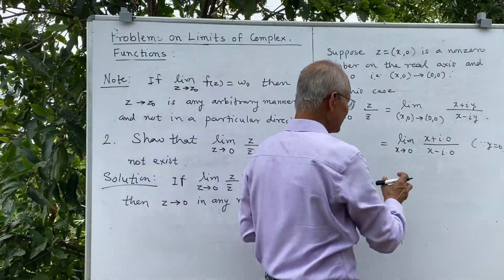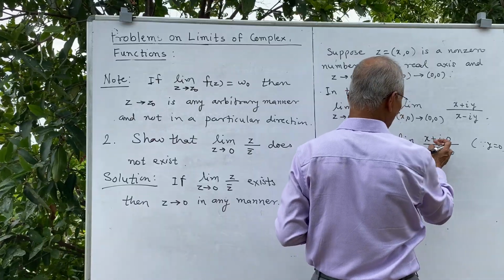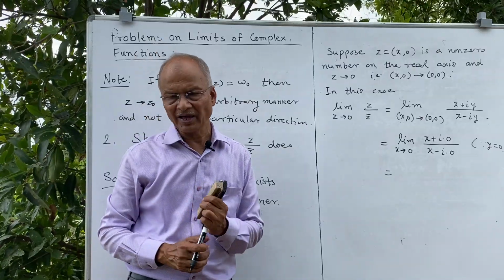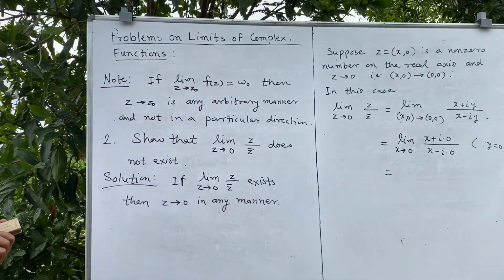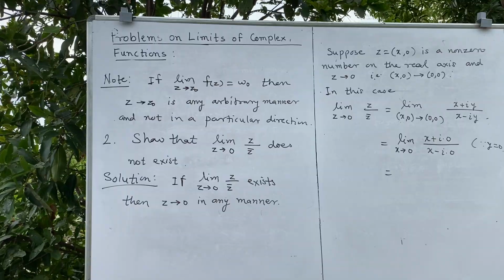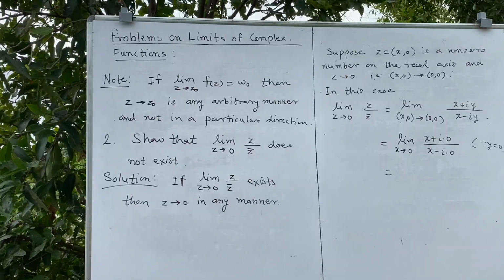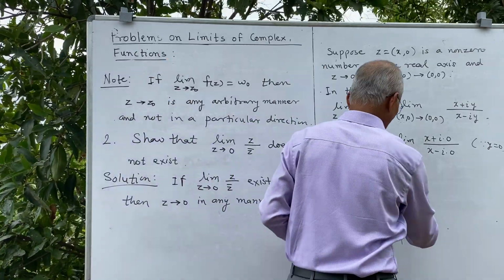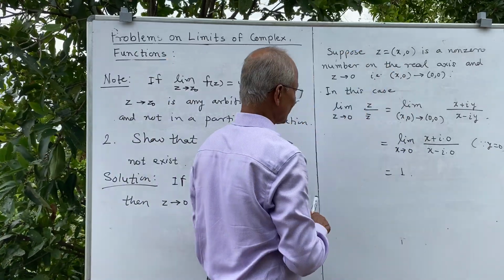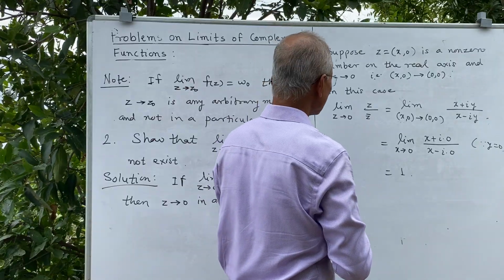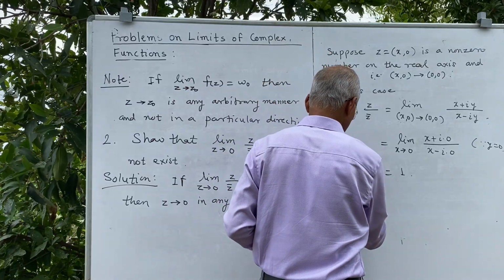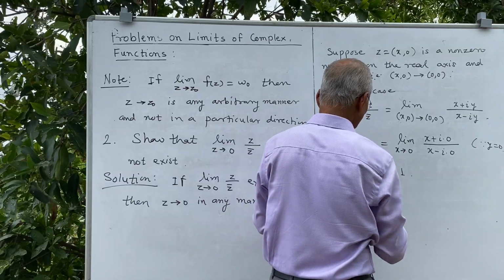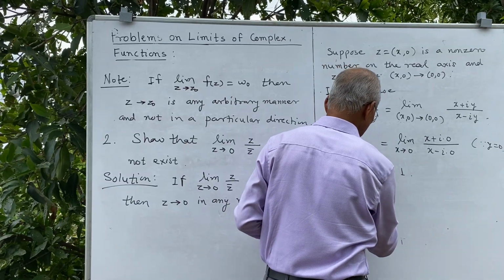And what will this be now? This will be limit of x divided by x. And what is x divided by x? X divided by x is 1, and therefore this is the limit of 1, a constant quantity, and the limit is 1. Now we will consider this as the first result. What we have obtained is limit of z divided by z bar is equal to 1.